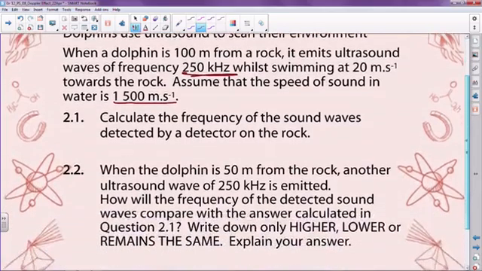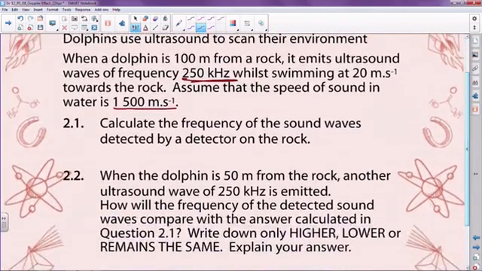They want you to do a couple of things. They say to you, calculate the speed of the sound waves detected by a detector on the rock. So what is the frequency observed? When the dolphin is 50 meters from the rock, another ultrasound wave of 250 kilohertz is emitted. How will the frequency of the detected sound wave compare with the answer?